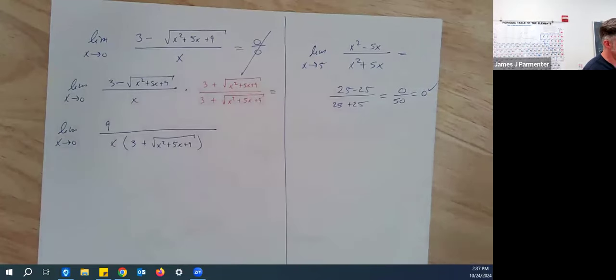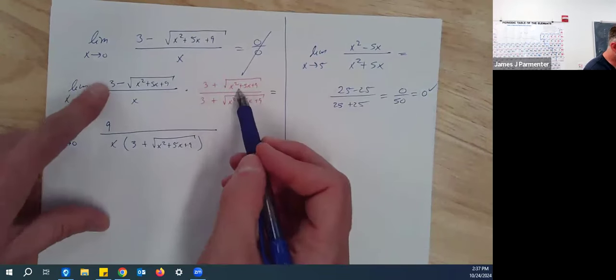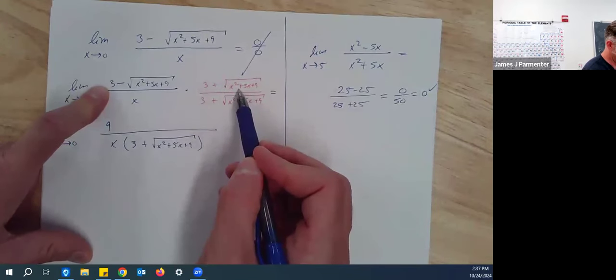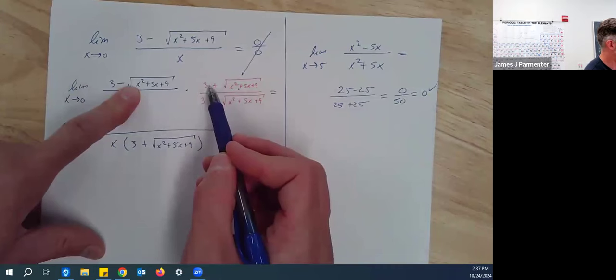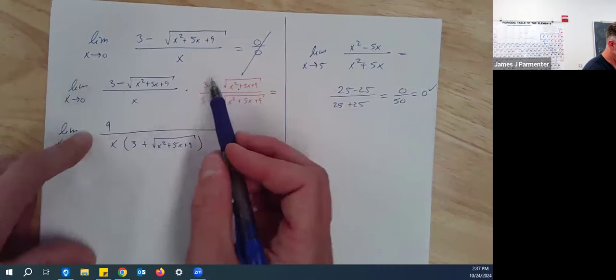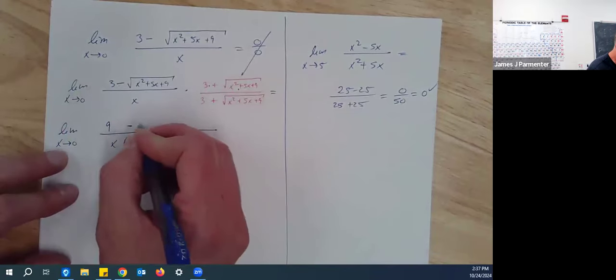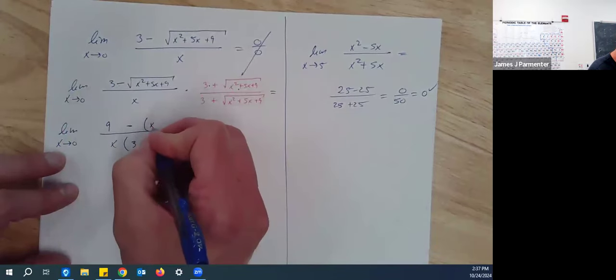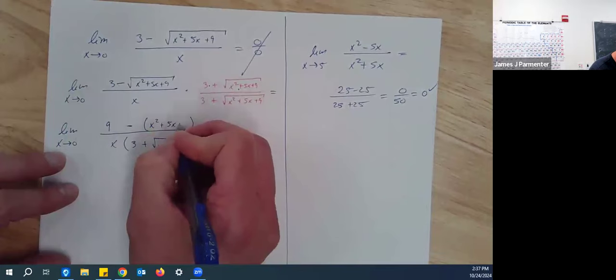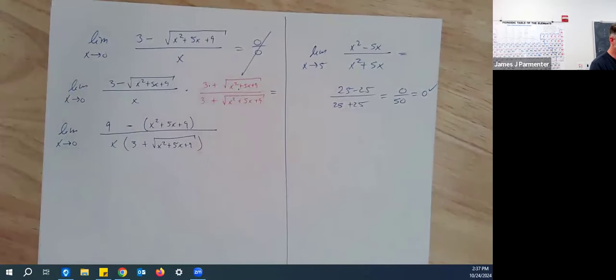That's why we're multiplying by the conjugate, right? Your positive 3 times the square root and your 3 times this negative square root are going to add to 0. And then you have the negative square root times the positive square root. So be careful here. You get the negative of the entirety of the argument of the radical. So it's minus x squared plus 5x plus 9.